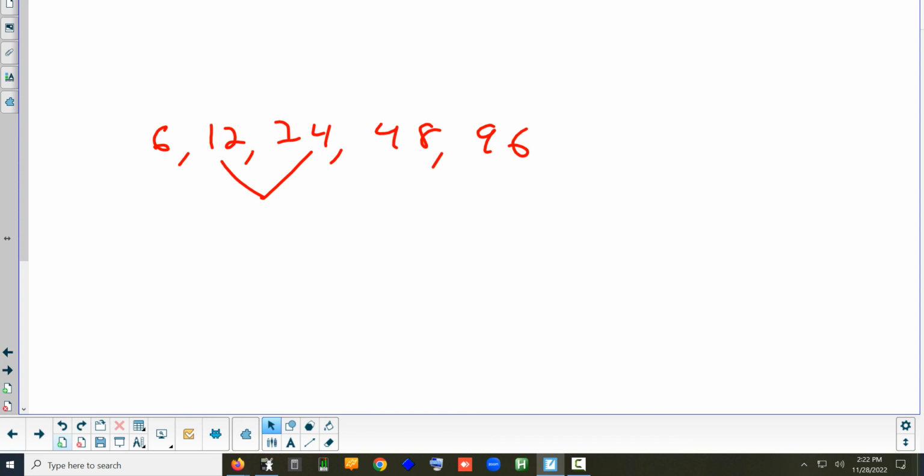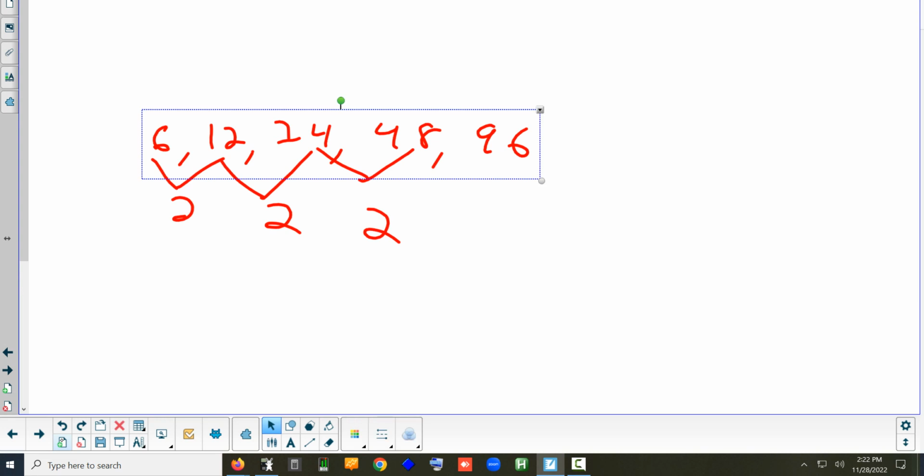What's 24 divided by 12? What's 12 divided by 6? What's 48 divided by 24? 2. So the pattern here is, if you take a term and divide by the one before it, you should always get the same answer. And that's called my R value. R because it's a ratio. And a ratio is a fraction. You divide two things.